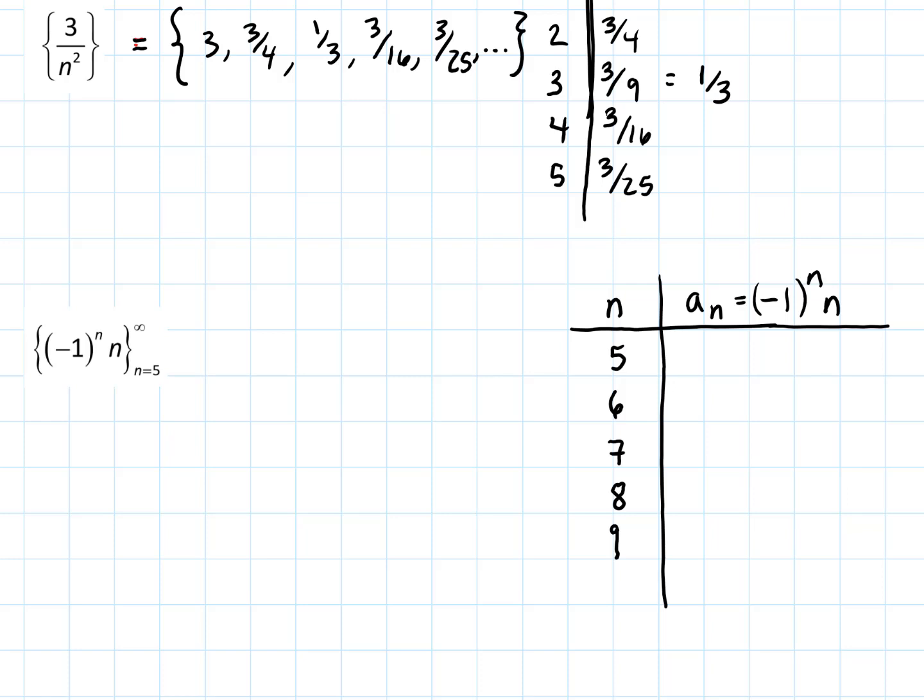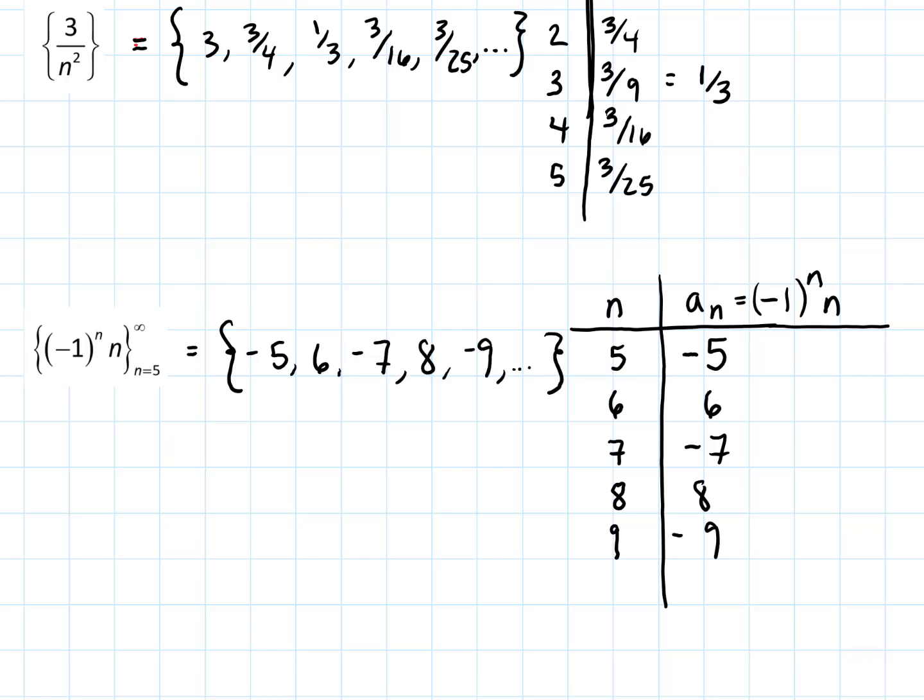So if I've got n equals 5, then the first term here would actually be -1 to the 5th, so that's going to be a -5. But then as the index increases by 1, the next time I'm raising -1 to an even power, which makes it positive. So we get +6, -7, +8, -9. And that would give us the first 5 terms. So we can write that out: -5, 6, -7, 8, -9, and so forth. And we can see that for our sequence there.